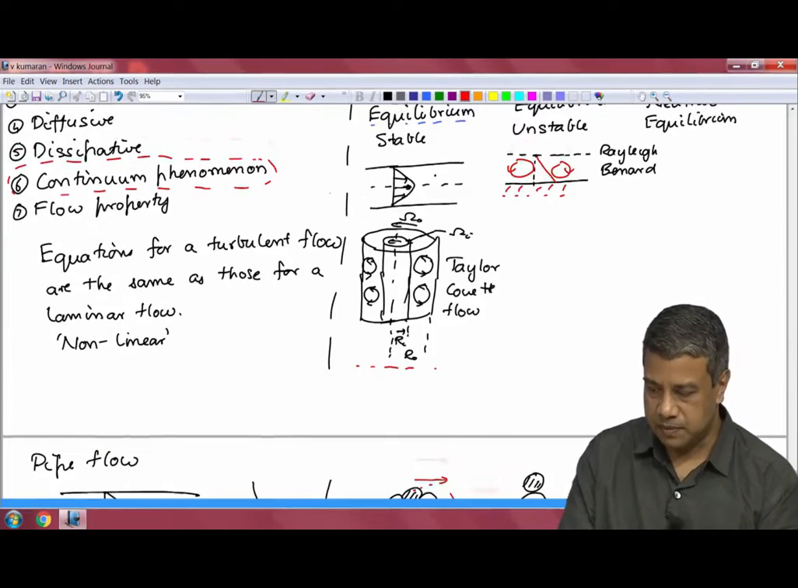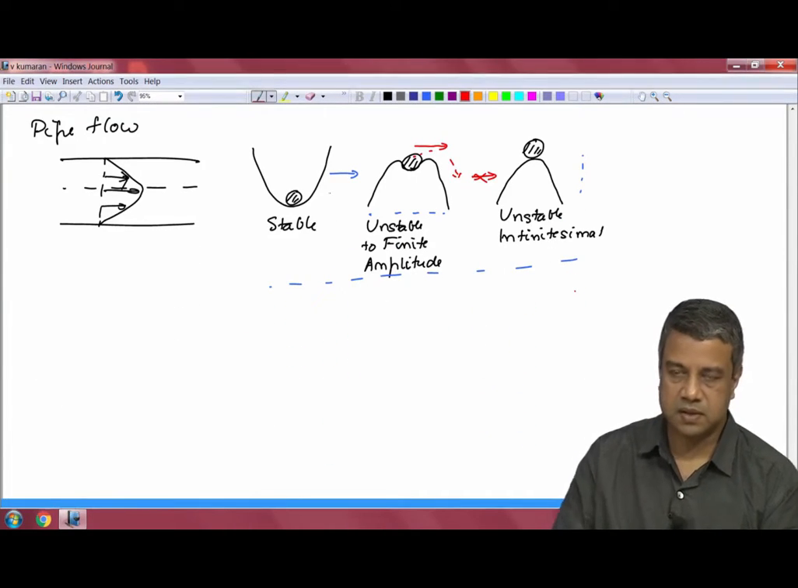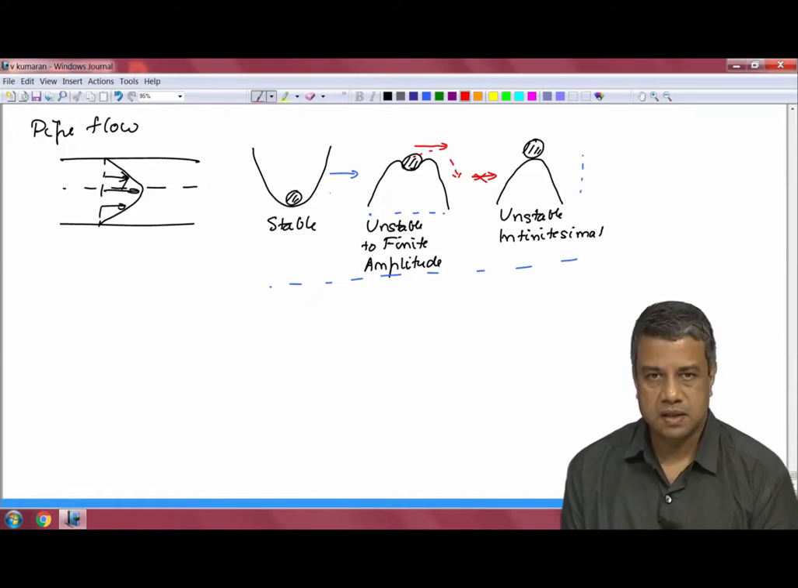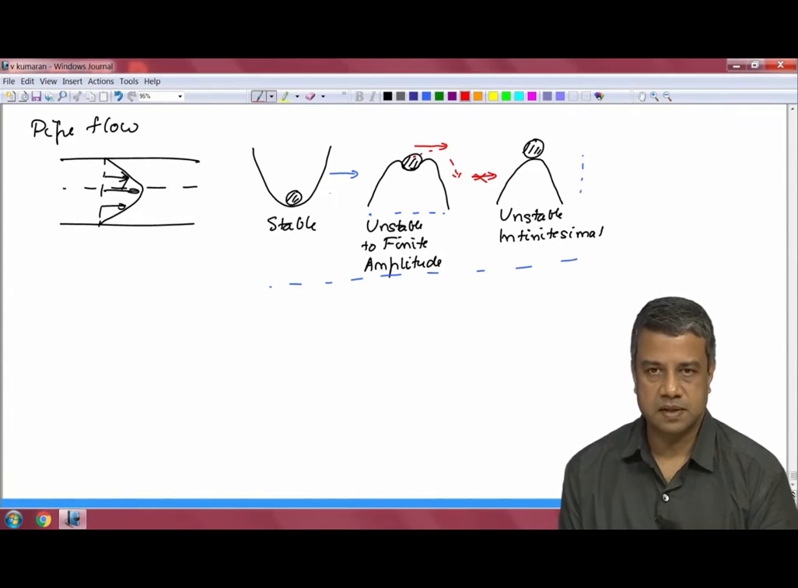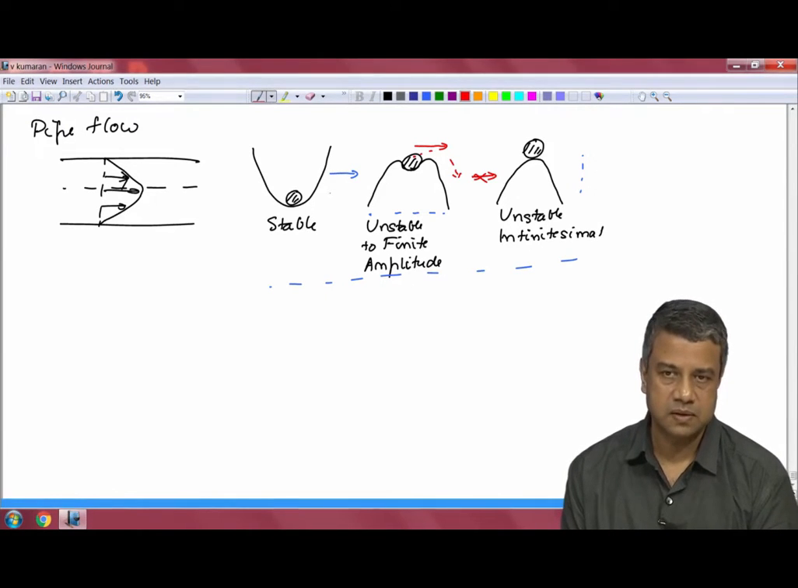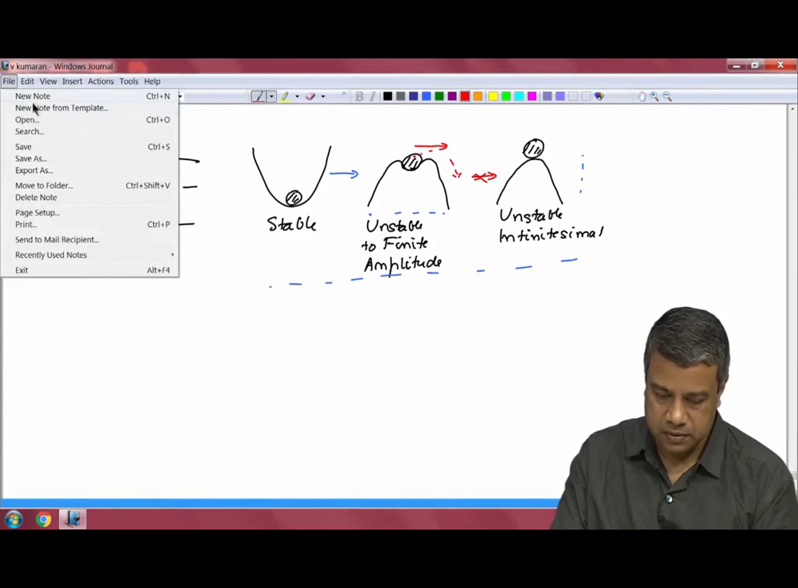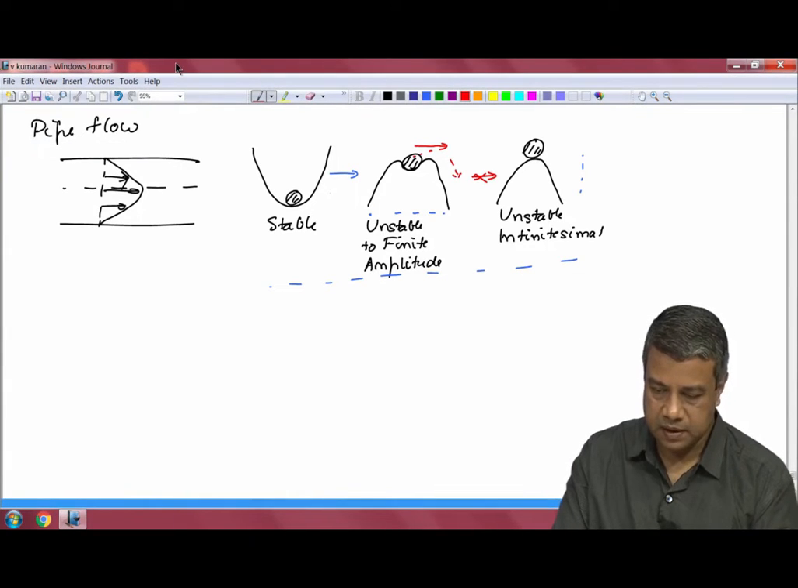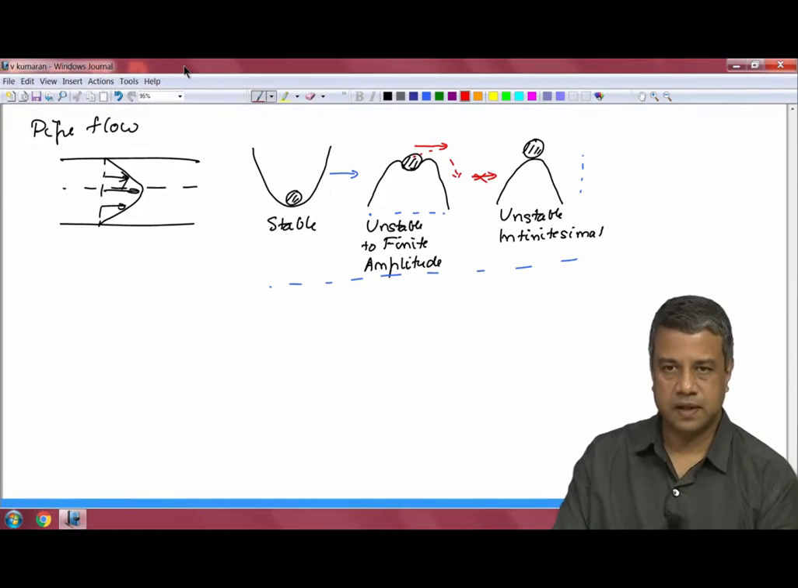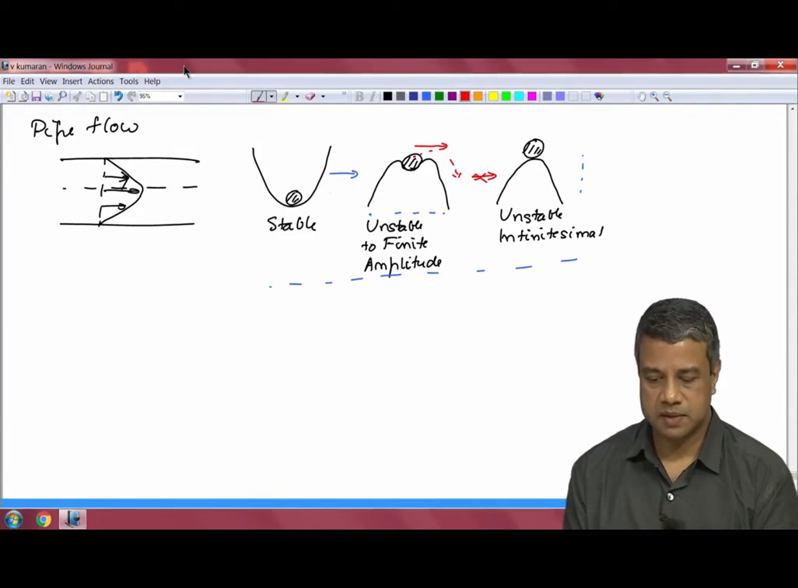In the case of flow in a pipe, the picture is not the same. There is no transition from a stable to an unstable state for infinitesimal disturbances, as I have shown by the figure on the right. It turns out that the flow is unstable to finite amplitude disturbances. In other words, if the disturbance was below a certain amplitude, the system would come back to its original state. If it was greater than that amplitude, it would go to some other state. So, that is the instability of a laminar flow. The laminar solution becomes unstable.